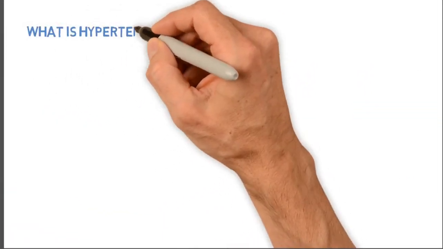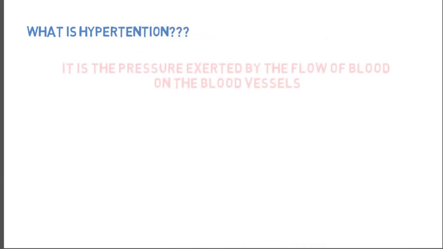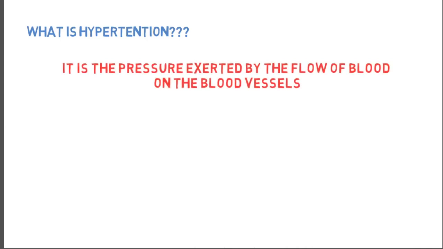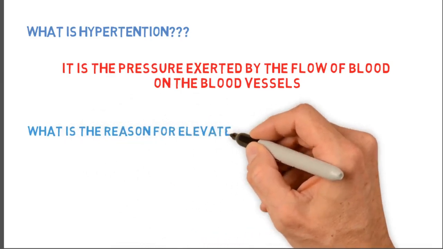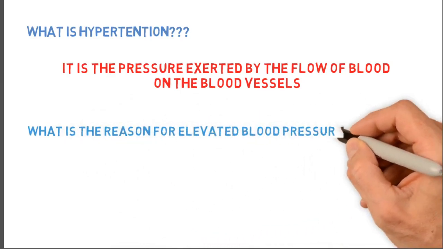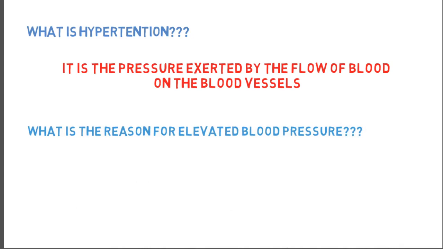So what is hypertension? It is the pressure exerted by the flow of blood on the blood vessels. The etiology of hypertension can be due to a wide range of factors. One of the main reasons for elevated blood pressure is an increase in the cardiac output and an increase in the blood volume.